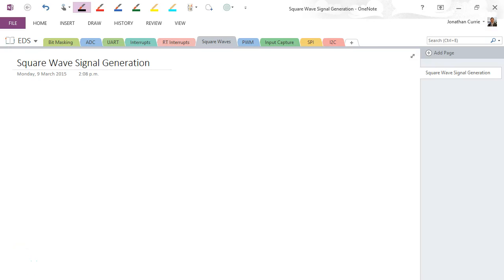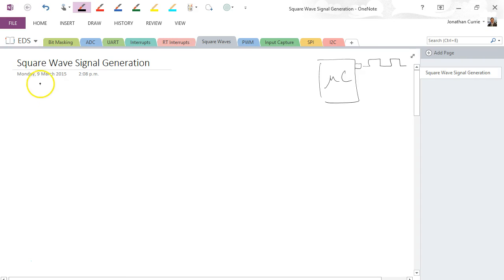Okay, in this video we're going to be looking at square wave signal generation, or in other words, if you've got a microcontroller, you've got a pin, and out of that pin you want to generate a square wave with a specified frequency. Right, before we get to that, let's just quickly review timers so that we can understand how this process will work.